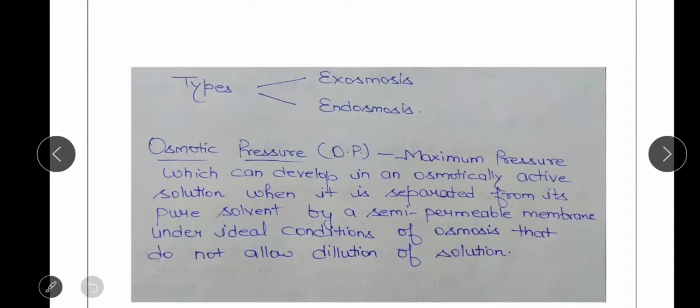Clear? So next is the term osmotic pressure. So what is osmotic pressure?